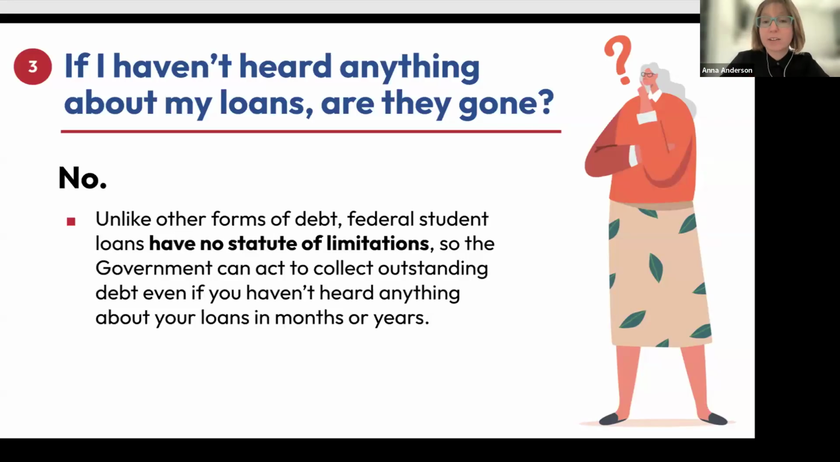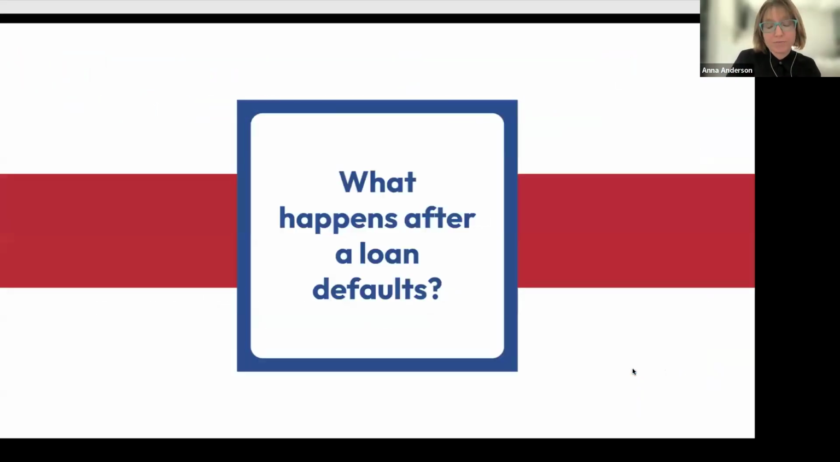Unlike other forms of debt, there is no statute of limitations for collecting on federal student loans. This means that if you don't pay off your loans, or you don't get them discharged or canceled under some program specifically to do that, the government can continue to collect that outstanding debt indefinitely. So even if you haven't heard anything about your loans in months or years, the government may still be able to contact you to collect on these loans. So unfortunately, don't assume that if you haven't made payments in 5 or 6 years, they can't come after you. For federal student loan debt, they can and they will.